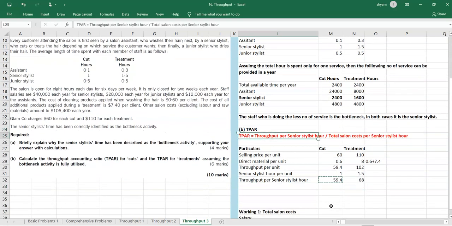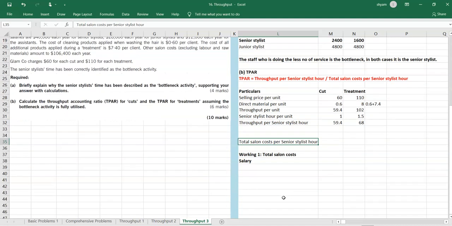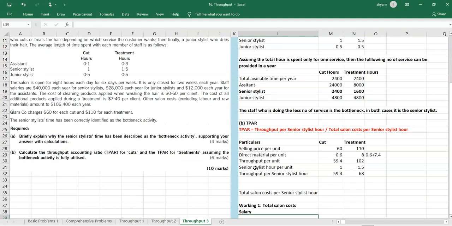So the next step we have to find out is the total salon costs per senior stylist hour. First we'll find out what the cost is. The total senior stylist cost, I think we have to first find out separately. So better we create a working note, and we can get the answer. It has to be the salary. So how much salary do we have?